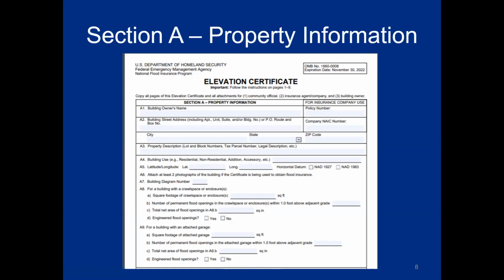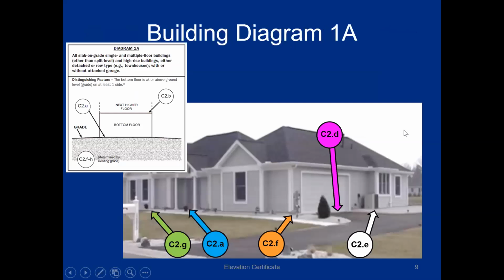A6, attach 2 photographs. A7, building diagram number. Now, building diagram number, like I said, I'm going to go over in more detail, and I'm trying to change the slide here. So, building diagram numbers, I think there's a total of 11 of them. I'm going to go through them, and I'm going to try not to go too fast. I want to cover each of them so that you understand what the building is that this elevation certificate is describing by each of the building diagram numbers.